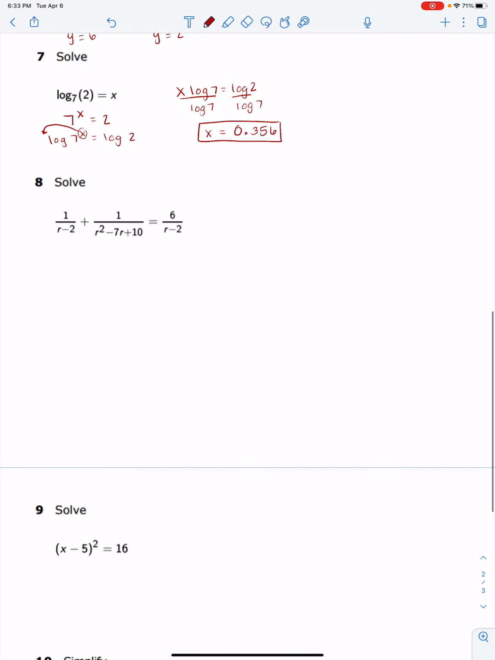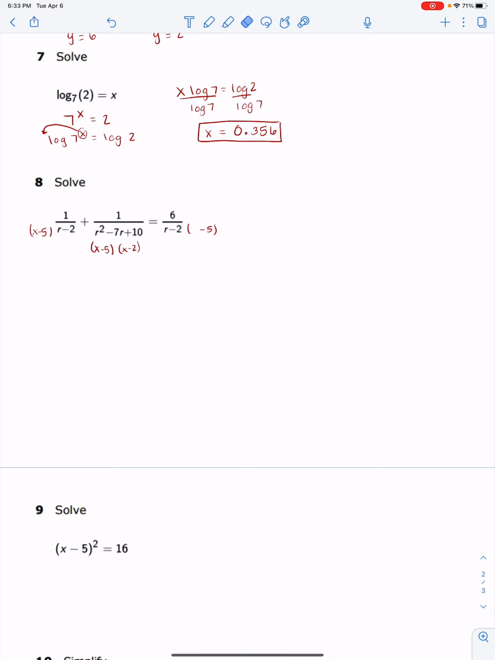All right, number 8. We cannot solve a rational equation if our denominators are not the same first because we have addition. So first I'm going to factor this denominator. I can say it is r minus 5, r minus 2. Okay, so now I need to multiply the other fractions by something so they'll have the same denominator. If I multiply this by r minus 5, then all of my denominators would be r minus 5 and r minus 2. Oh, I didn't mean to change the r to x.